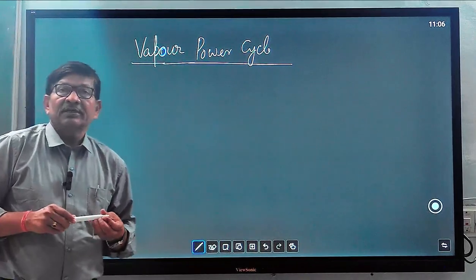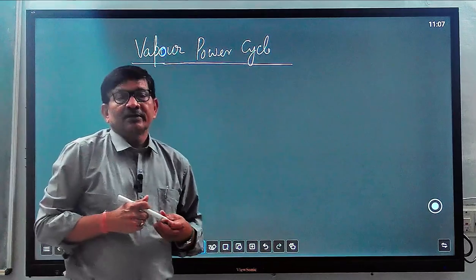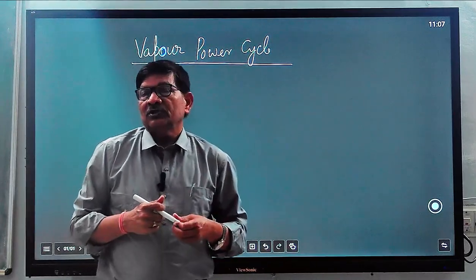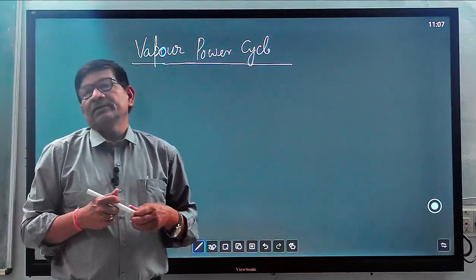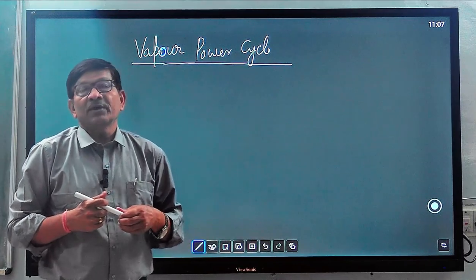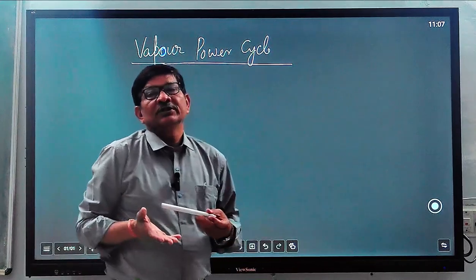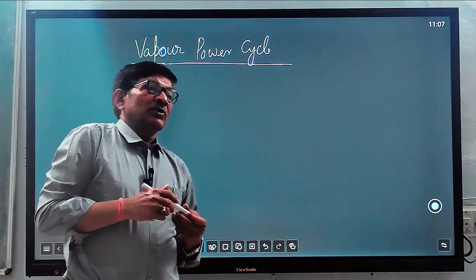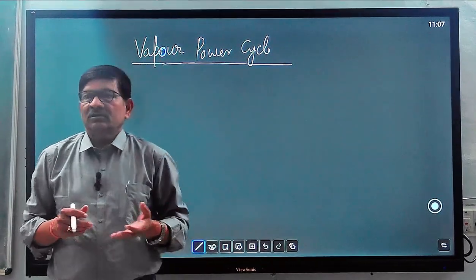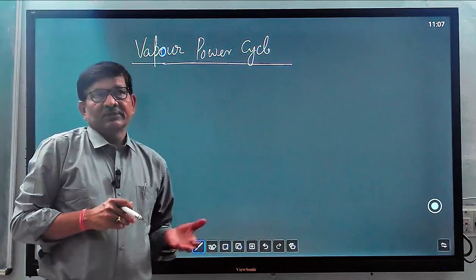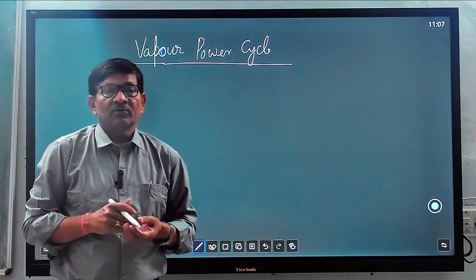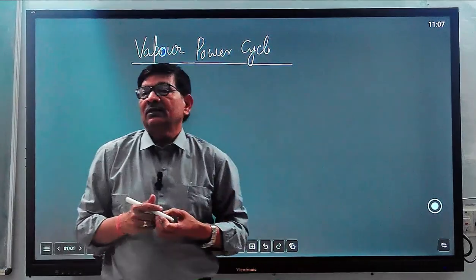So the vapor power cycle, also known as the Rankine cycle, is the most popular cycle used for the generation of power in thermal power plants or in nuclear power plants where water is used as the working fluid. How it works, and what the working principle of a thermal power plant is, we are going to discuss in today's discussion.